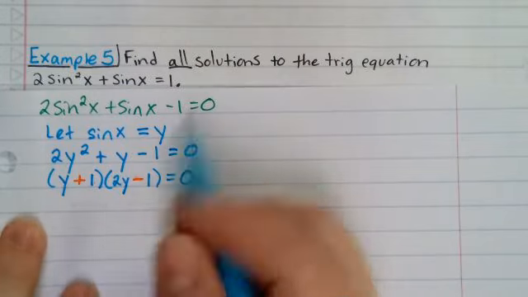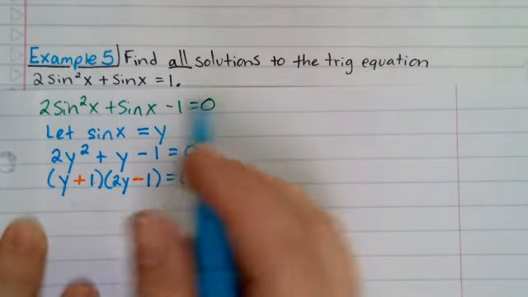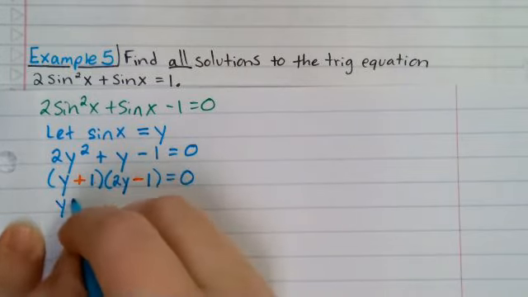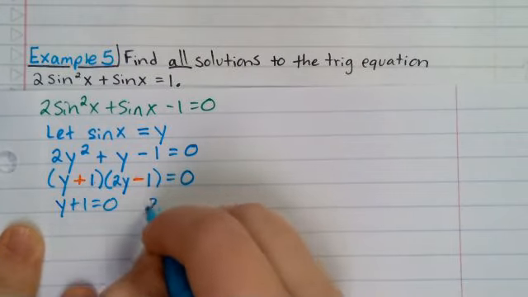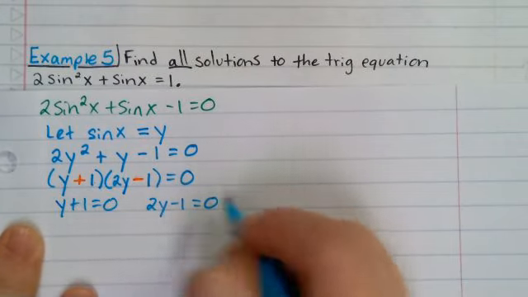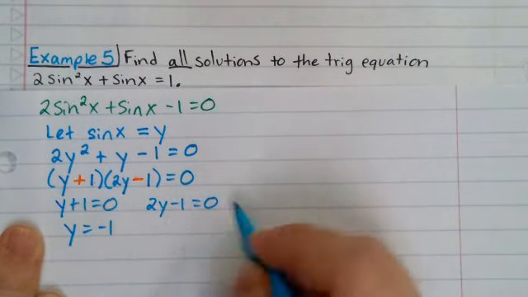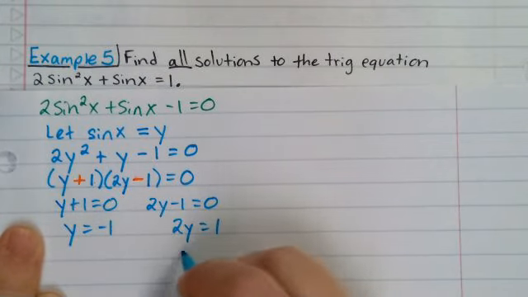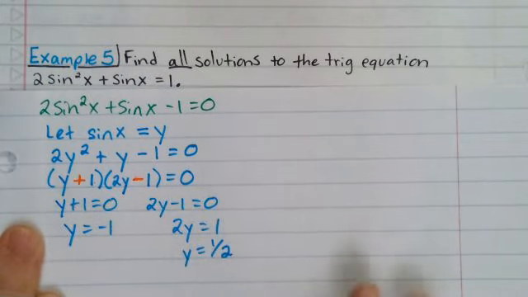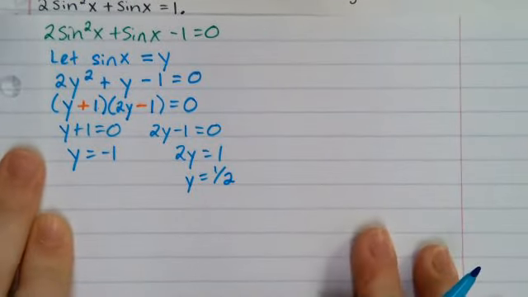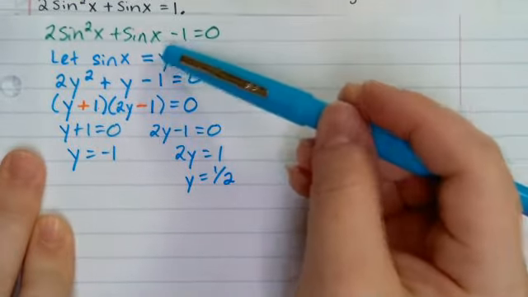All right, it's factored. Now remember how we said set each thing equal to 0. So I can have y plus 1 equals 0, or 2y minus 1 equals 0. y equals -1, 2y equals 1, y equals 1/2. Okay, but remember what we had said earlier. Sine is y.